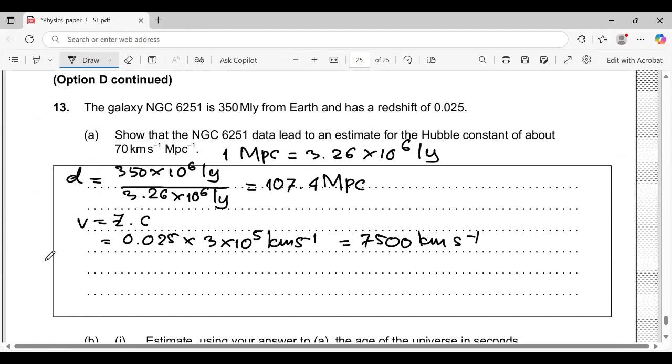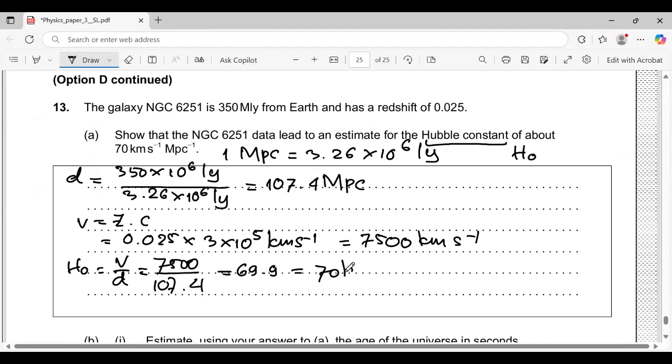So we're going to estimate the Hubble constant. The Hubble constant is H0. So H0 equals v over D, which is 7,500 over 107.4 megaparsec. And the result is 69.9, or it is 70 kilometers per second per megaparsec. That is.